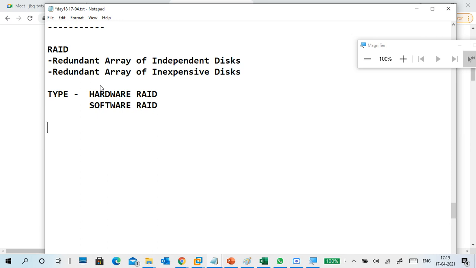Okay, we do software RAID only. We don't do hardware RAID. But in industry they use hardware RAID. What is this hardware RAID? There is a RAID controller.